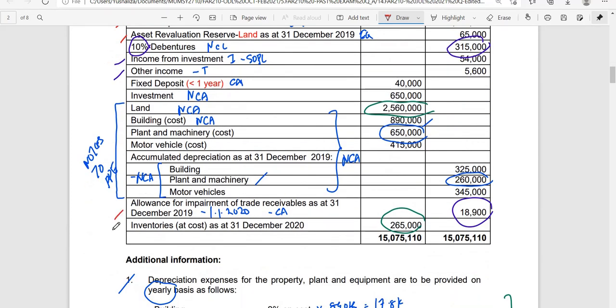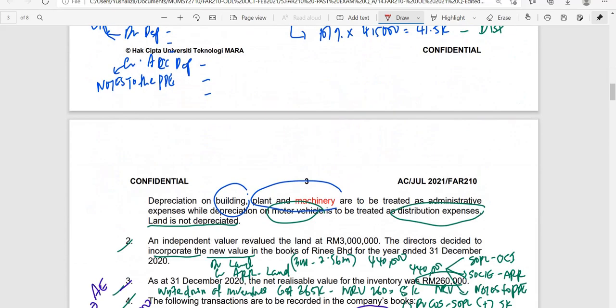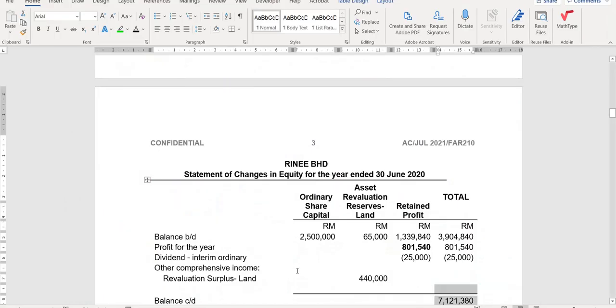This one has been done. You take that and include it in the statement of changes in equity, right under the retained profit column. Right under the retained profit column. Make sure you do that correctly. Next is to go and settle all your items here. So there should be one more item here. Actually, that should be 440.